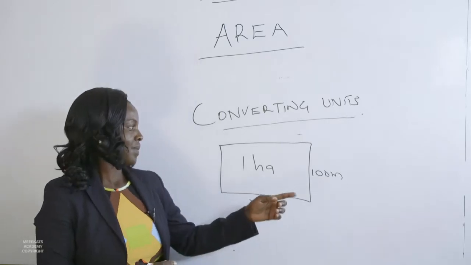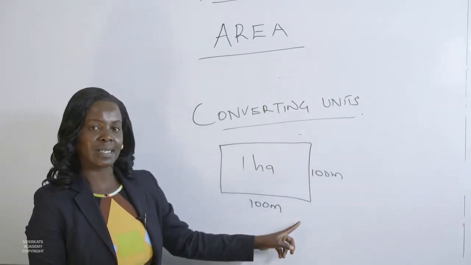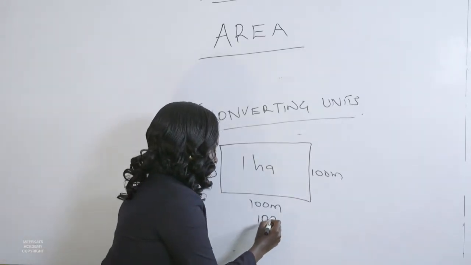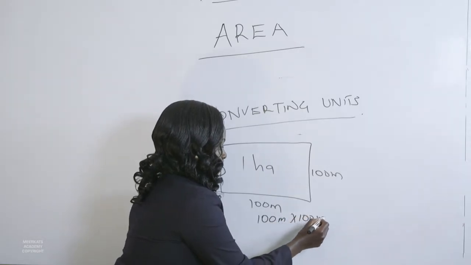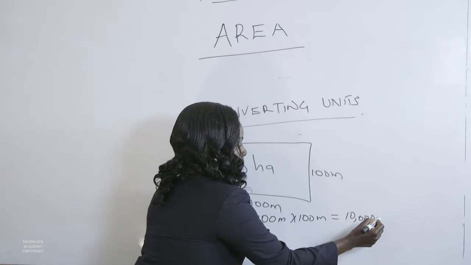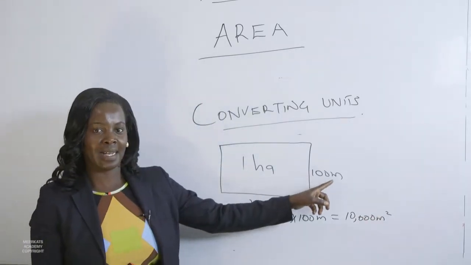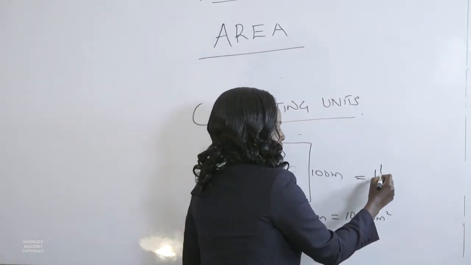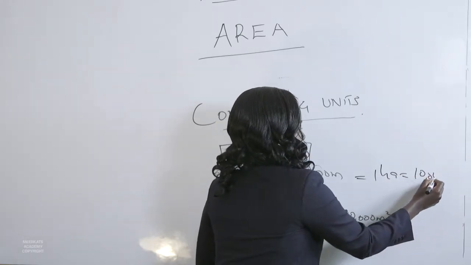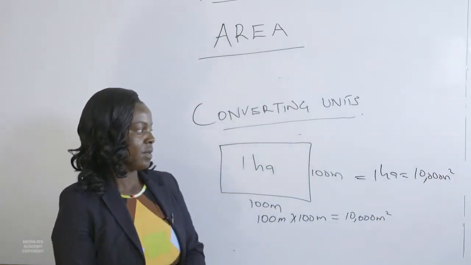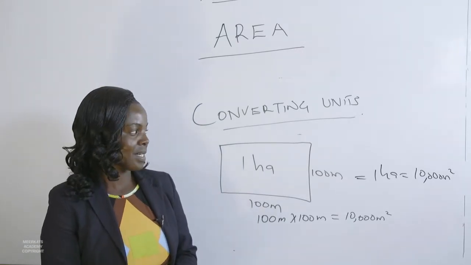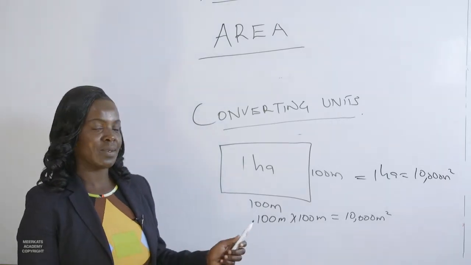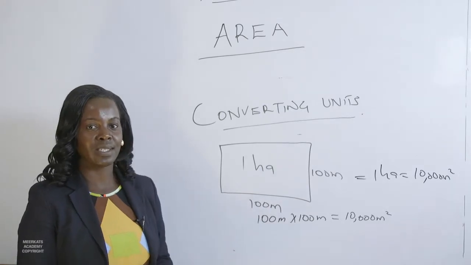A hectare is 100 meters by 100 meters. So if we multiply 100 meters by 100 meters, we get 10,000 square meters. So what does that tell you? That 1 hectare is equal to 10,000 square meters. Let's now look at examples of how to convert one unit to another using this information.